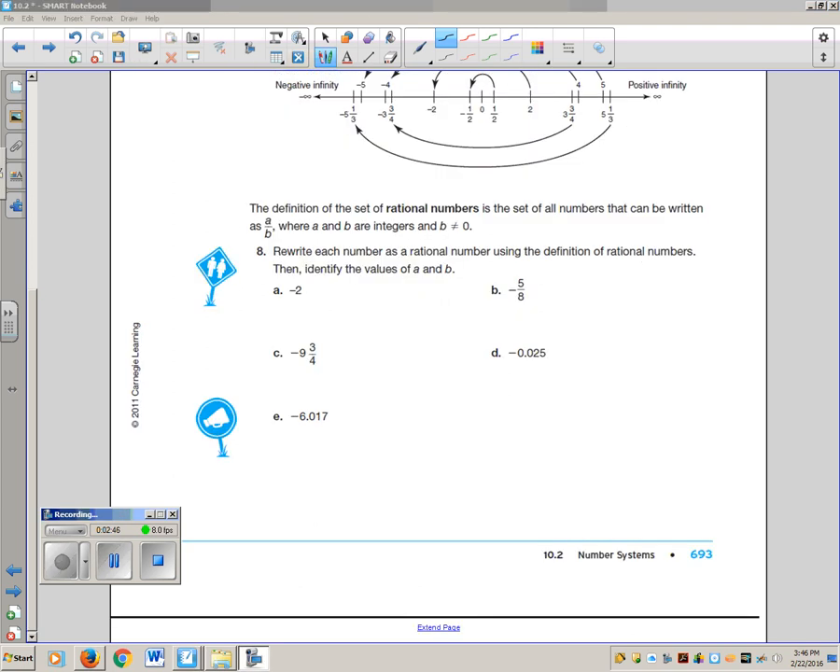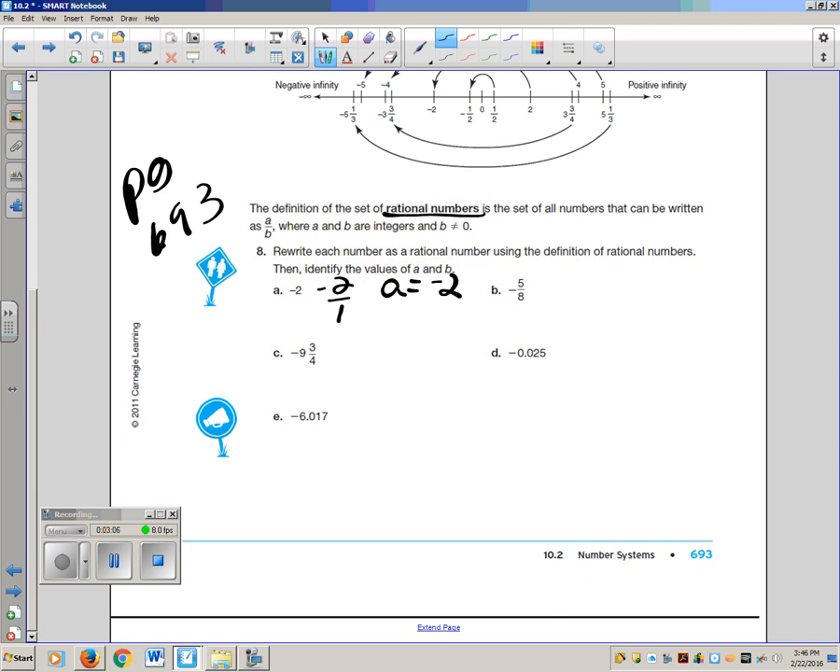Okay, jump down to the bottom of page 693. Now we're doing rational numbers. Very similar definition to fractional numbers. A and B are integers. B is not equal to 0. So for this one, I'm going to write -2 over 1. A is -2. B is 1.